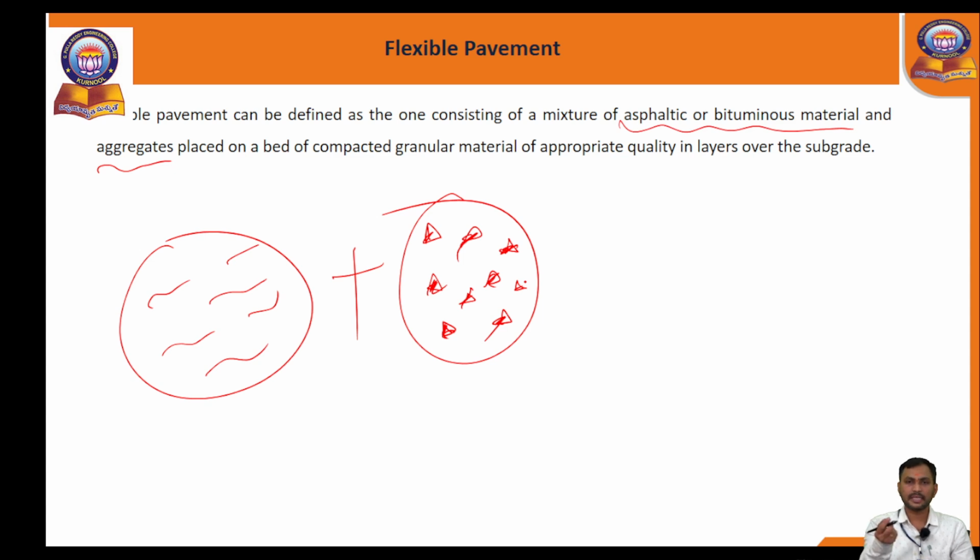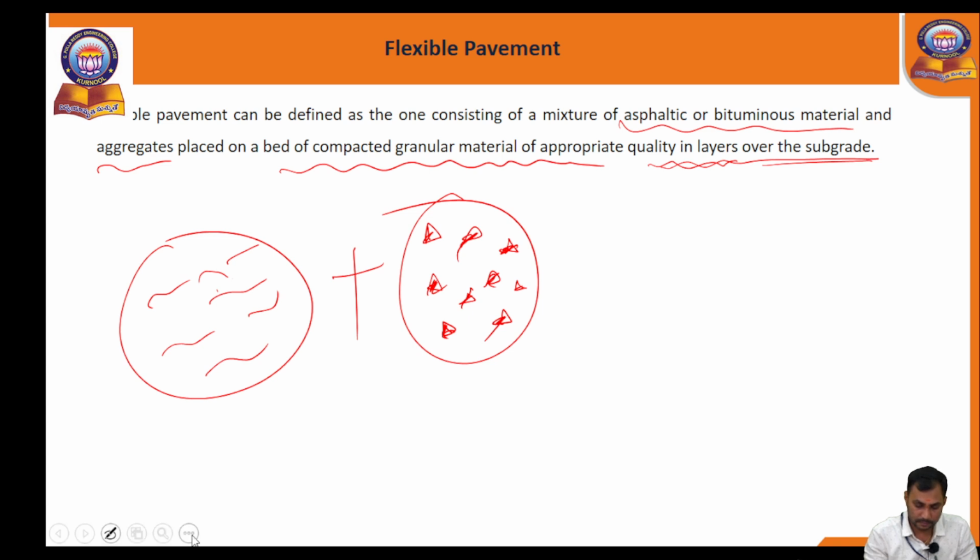I think a very small size of aggregates, about 10 mm. These types of aggregates we add in this bituminous material. So the flexible pavement is defined as one consisting of a mixture of asphalt or bituminous material and aggregates, which is placed on a bed of compacted granular material of appropriate quality in layers over the subgrade.